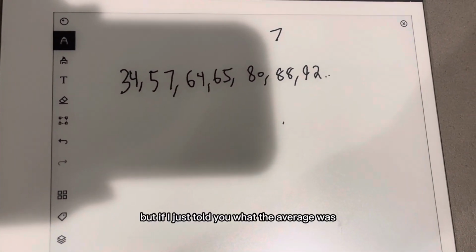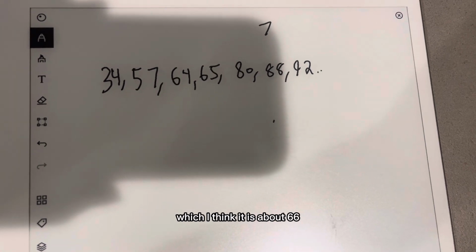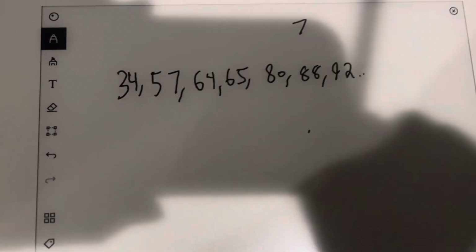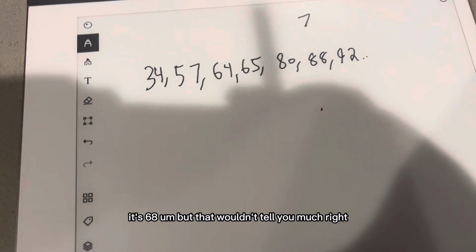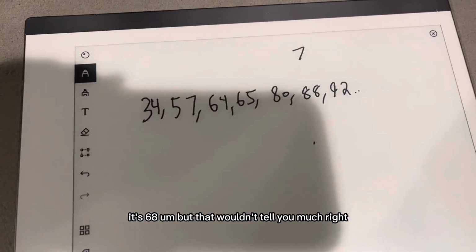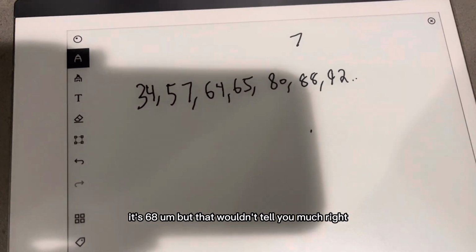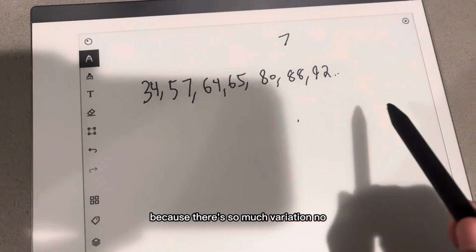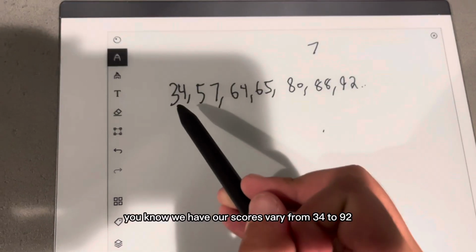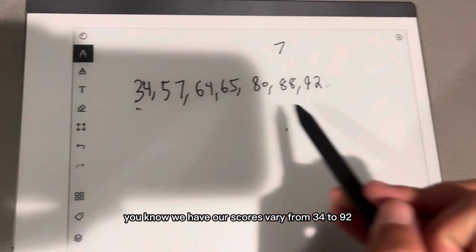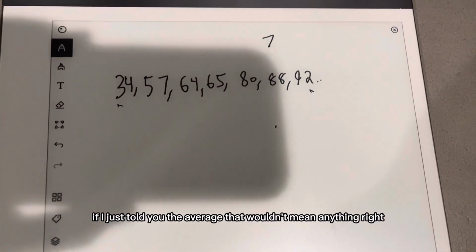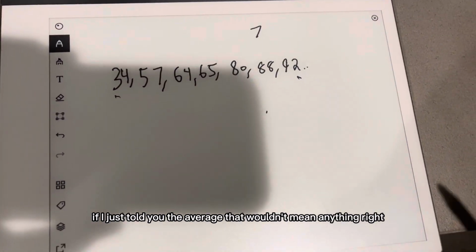But if I just told you what the average was, which I think is about 66. Okay, no, it's 68. That wouldn't tell you much, right? Because there's so much variation. Our scores vary from 34 to 92. If I just told you the average, that wouldn't mean anything, right?